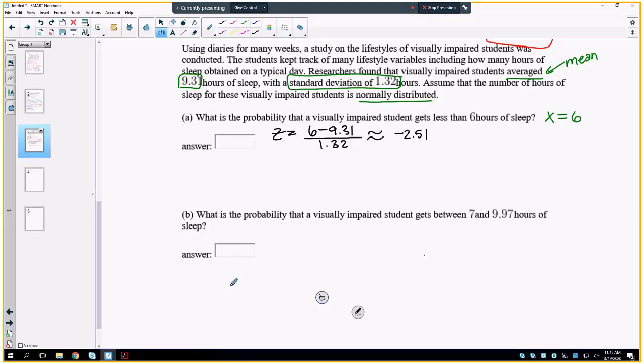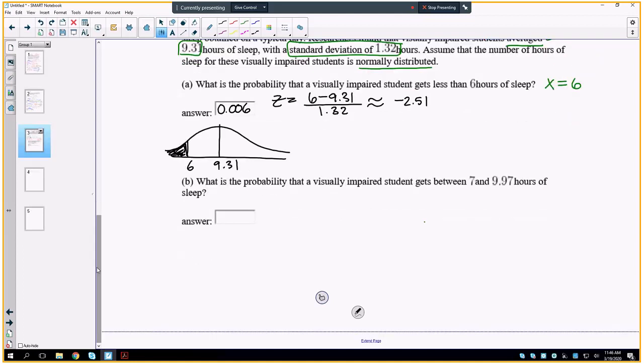So go back to my question. Answer should be 0.0060, but I don't have to write that last 0. Probability is 0.006. So pictorially, I'm saying, here's my mean number of hours, 9.31. 6, of course, is way down here. So the probability of being someone who gets less than 6 hours of sleep, very small. It's 0.006. All right, what about the next part?